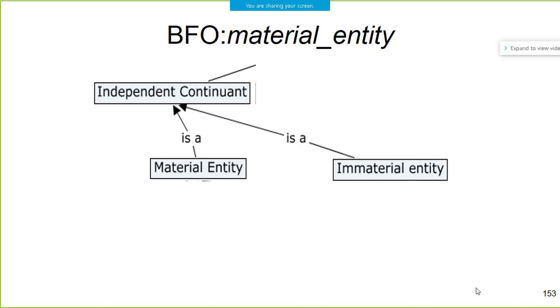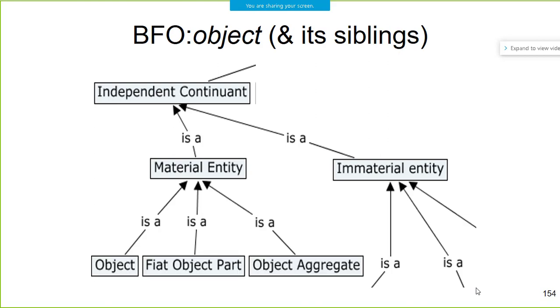And there are three kinds of material entity distinguished by BFO. This does not mean that BFO claims that these are the only three kinds of material entity. Indeed, it may very well be that system is a fourth kind of material entity. That's something that we have not yet reached the point of deciding. But these three are clear.